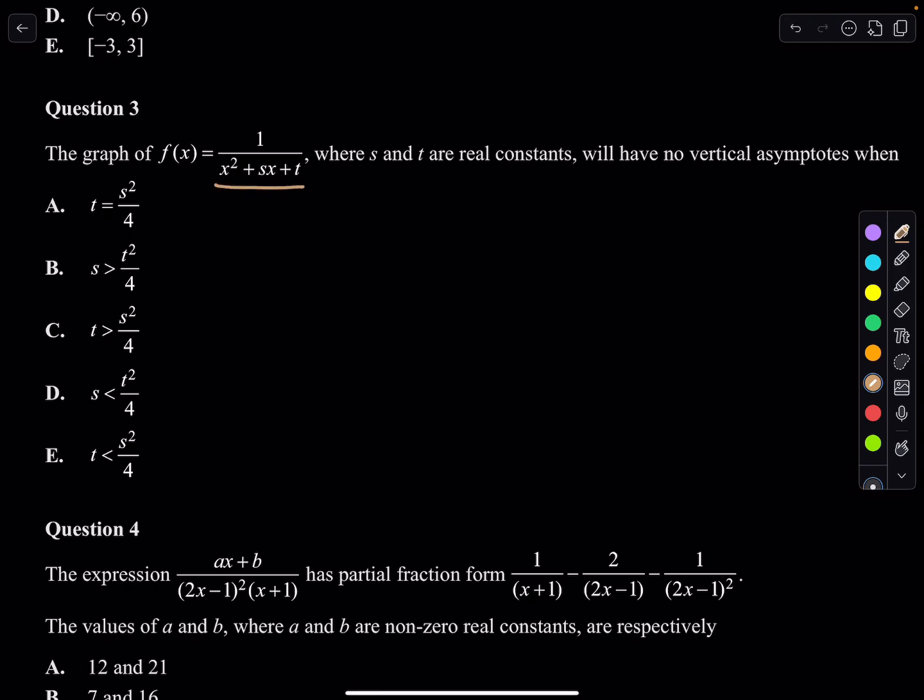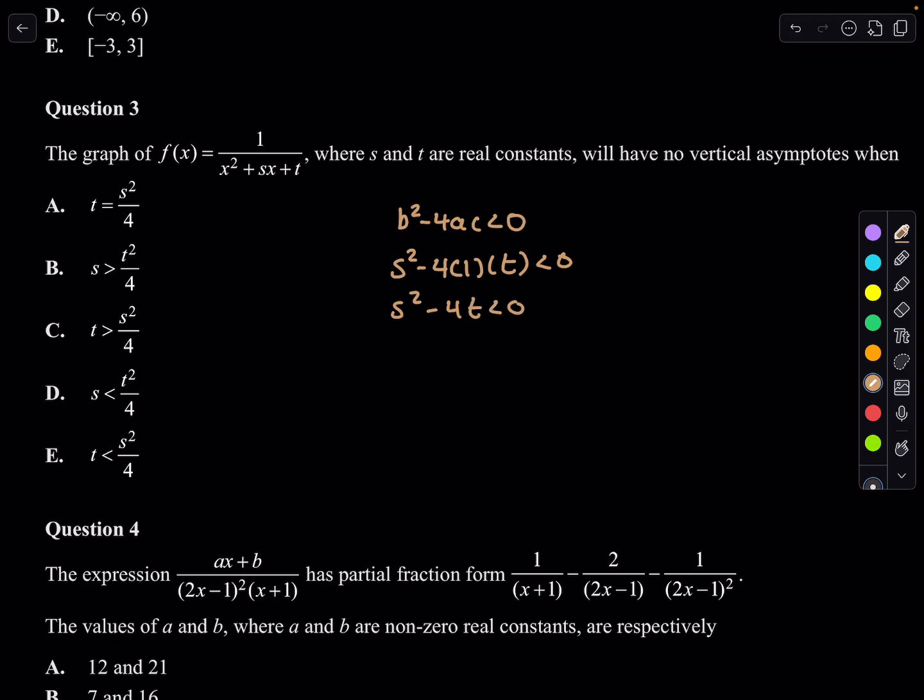The bottom function. So we want it to have no vertical asymptotes. So for this function, we don't want it to have any solutions. Because it's a quadratic, we can find the discriminant where it's less than 0, because less than 0 means that there are no asymptotes. So let's do that. b squared minus 4ac is less than 0. Where b squared is s squared, minus 4, a is 1, and c is t, must be less than 0. So s squared minus 4t is less than 0.